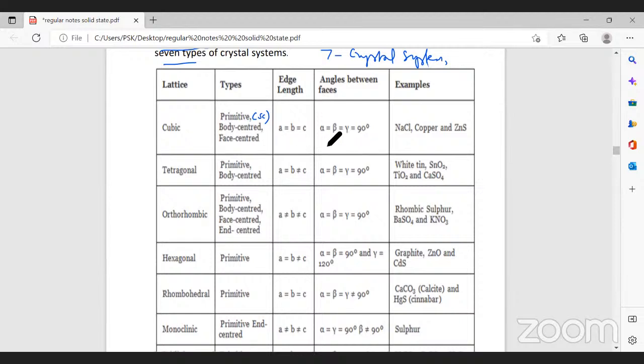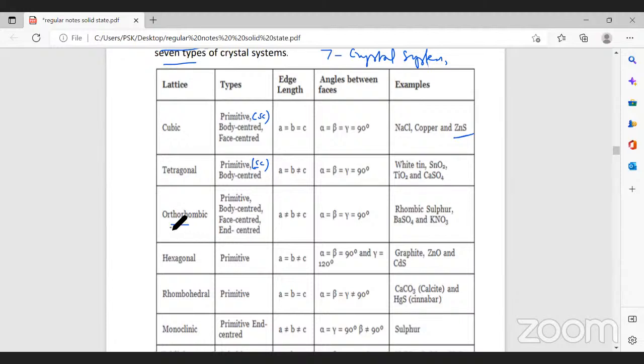This we discussed. Now, examples for a cubic crystal: sodium chloride, copper, zinc sulfide. See, metals, pure metals also can have cubic crystals. A few of the examples are given here: NaCl, copper, and zinc sulfide. Now, tetragonal crystal system has only 2: primitive, simple cube, as well as body-centered cube. Examples: white tin, tin dioxide, titanium dioxide, calcium sulfate.